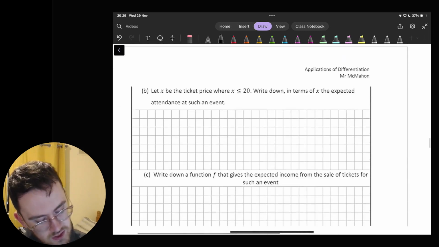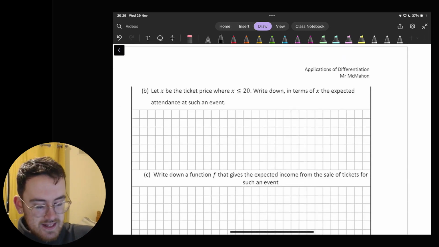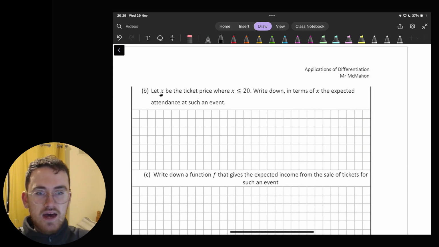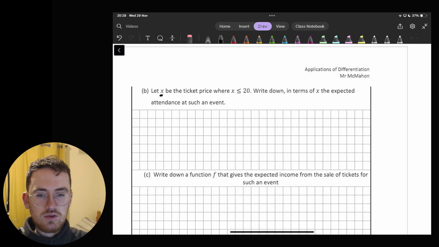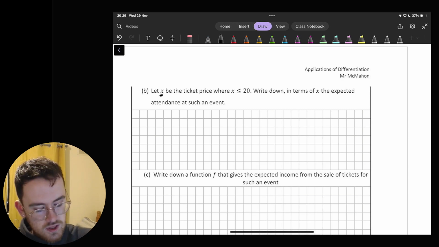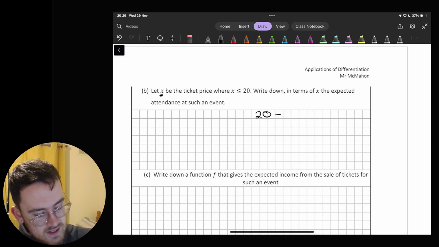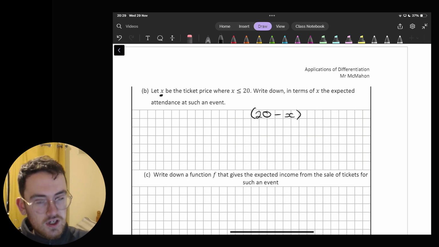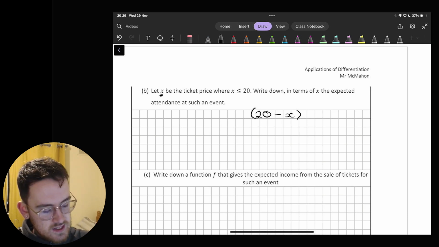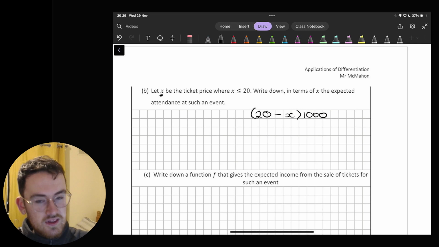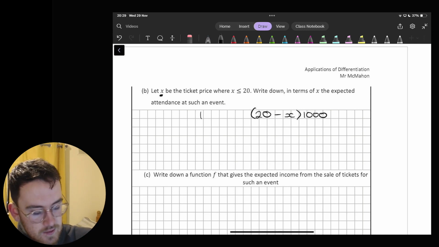So if we know that the ticket price has an impact on the number of people that are going, and we know that if we reduce the ticket price by 1, for example, then I will get an increase of 1,000. I want to relate that to the value of X. So I'm looking at my ticket price as being 20 take away X. So X is my new ticket price. And that's going to be multiplied by the 1,000. That's the addition that I'm making to the attendance. And I'm adding all of this to the initial attendance.